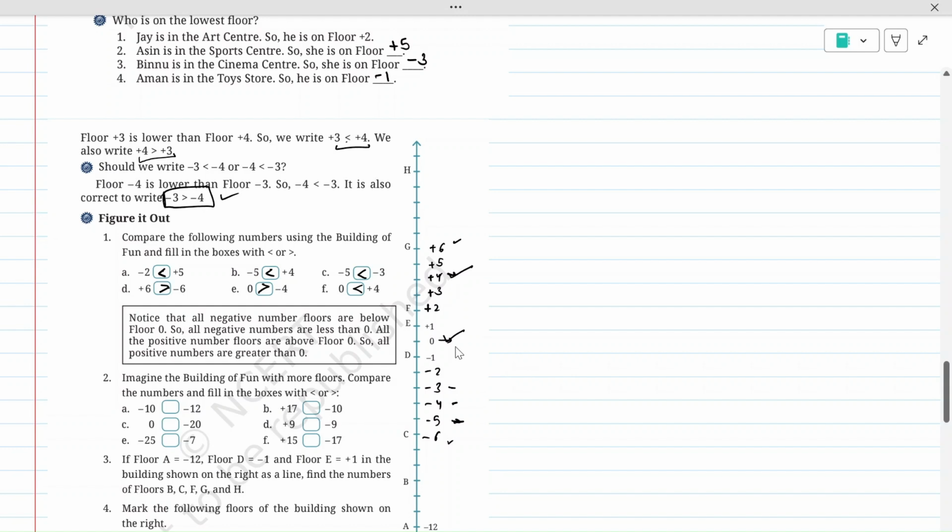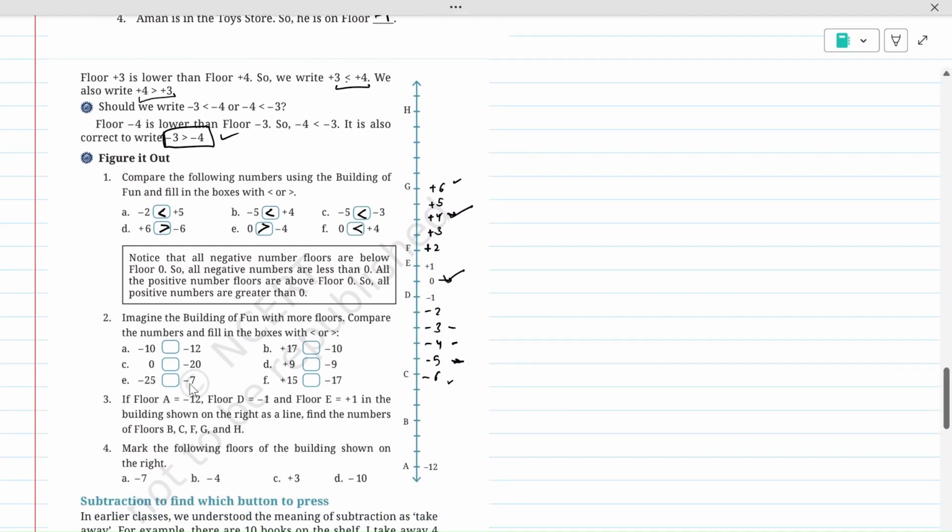We know this, that all these numbers are less than 0. All the numbers above 0 are greater than 0. Okay. Now imagine the building of fun with more floors, and compare the numbers and fill in the boxes here. So imagine we have more floors. The maximum given here is 25. And now we have to compare.